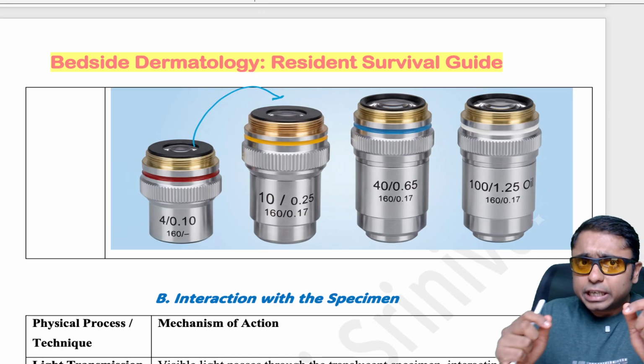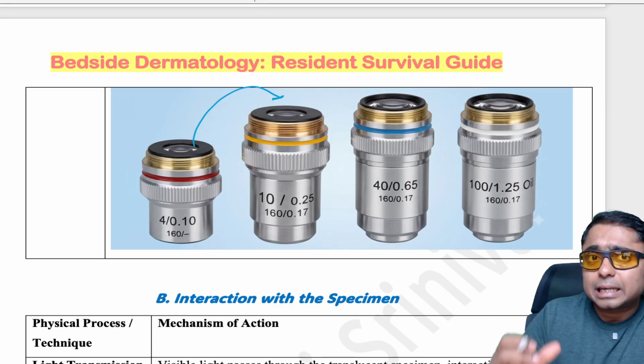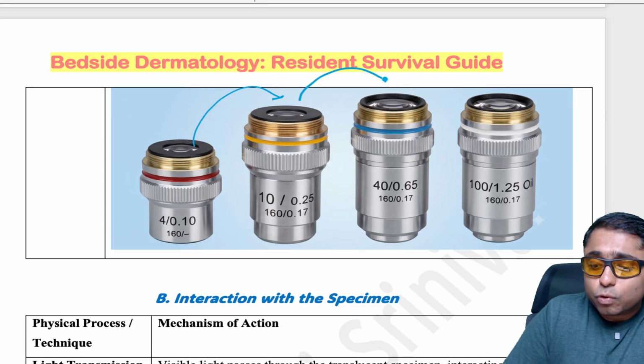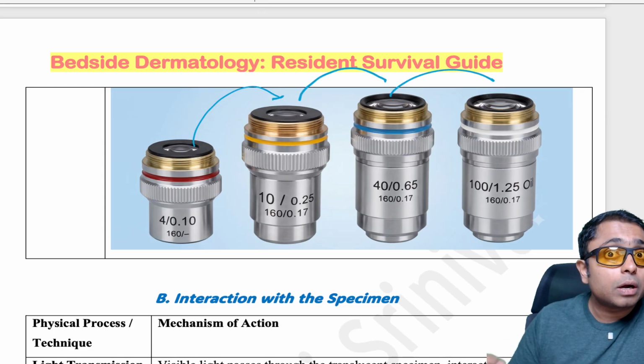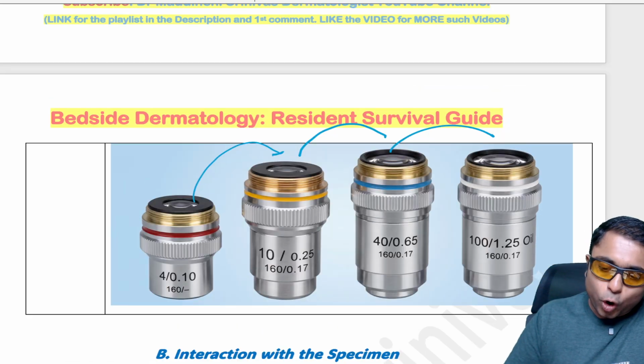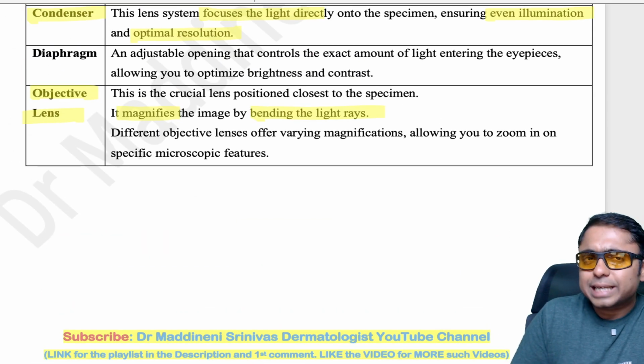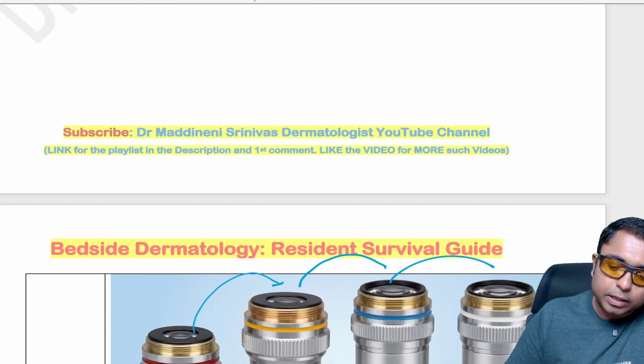So you can rotate these lenses and change from 4x to 10x, to 40x, and finally to 100x. This is how the objective lenses can be changed, just by rotating.